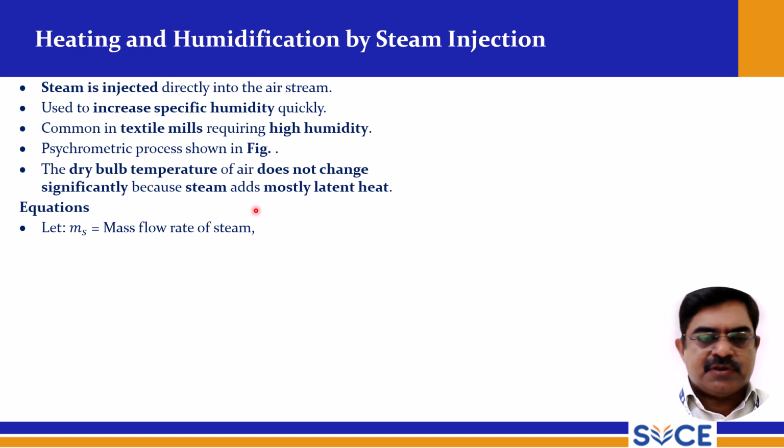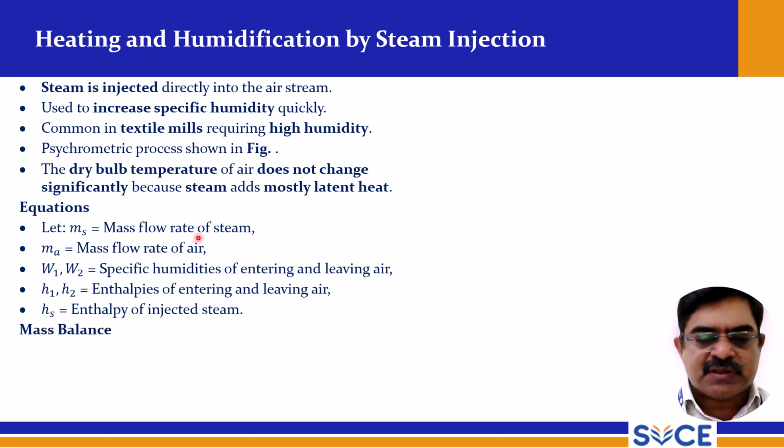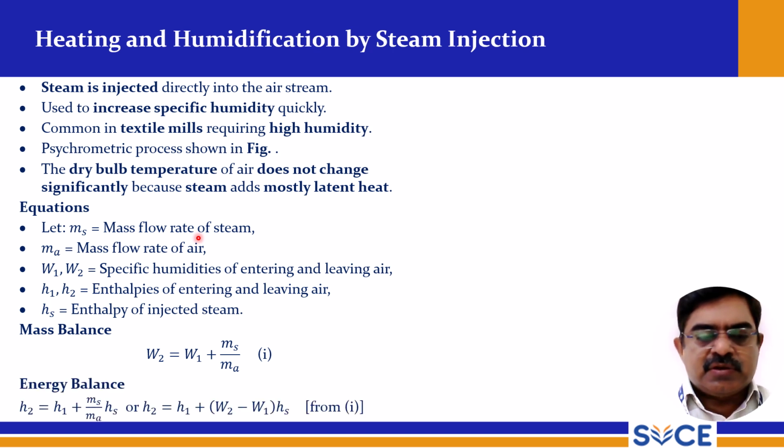In the equations, let ms equal the mass flow rate of steam and ma the mass flow rate of air. W1 and W2 are the specific humidities of entering and leaving air, h1 and h2 are the enthalpies of entering and leaving air, and hs is the enthalpy of the injected steam. The mass balance gives W2 equal to W1 plus ms divided by ma. The energy balance in terms of enthalpies gives H2 equal to H1 plus ms by ma into hs, or we can rewrite this as H2 equal to H1 plus (W2 minus W1) into hs.